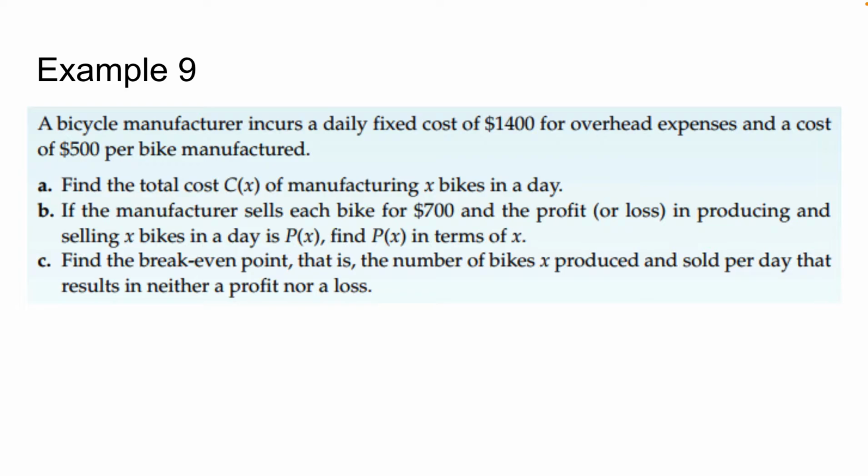A bicycle manufacturer incurs a daily fixed cost of $1,400 for overhead expenses and a cost of $500 per bike manufactured. So there's a fixed cost of $1,400. No matter how many bicycles you're making, there's a cost of $1,400. But if you make another bike, you need to pay $500, 2 bikes, 500 times 2, 3 bikes, 500 times 3, more on top of $1,400. So what could be the cost of manufacturing x many bicycles in a day? So we are finding the function for that.